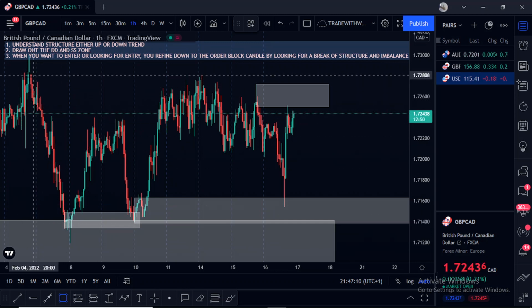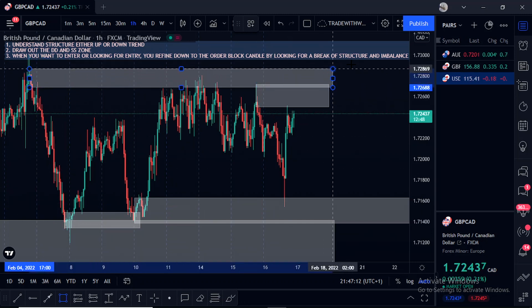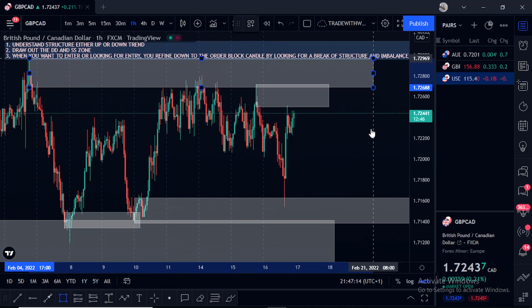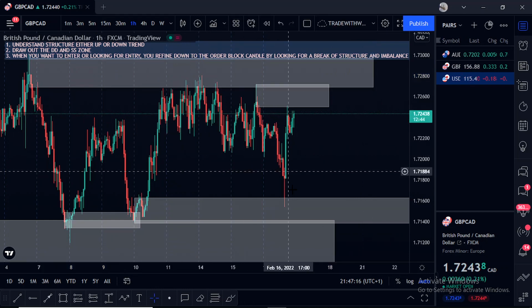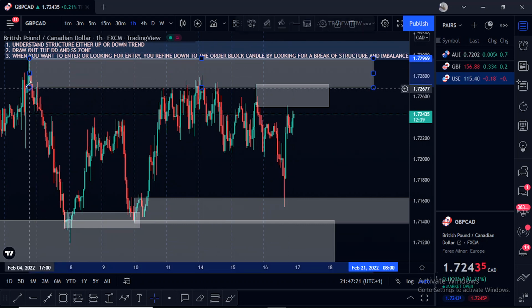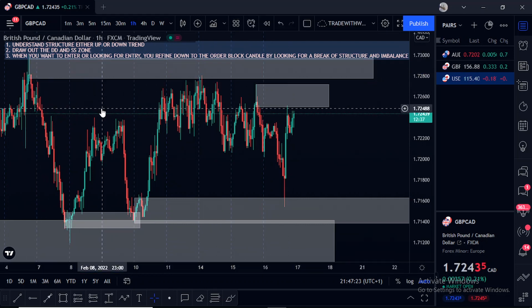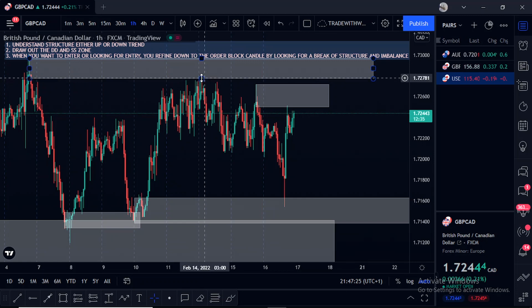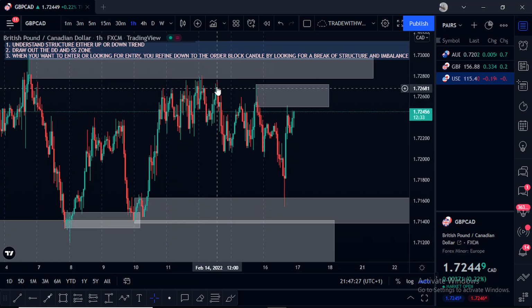This is a good turning point, and that's a zone on its own. You can see the market mitigated it fully and then it still sold. And when you want to enter, you refine down to the order block. You can see now that when we refine this here, we got this sniper entry.